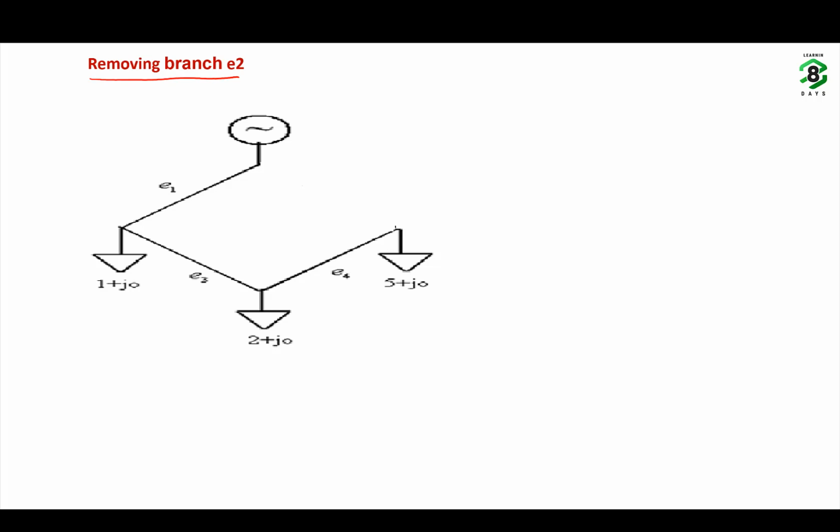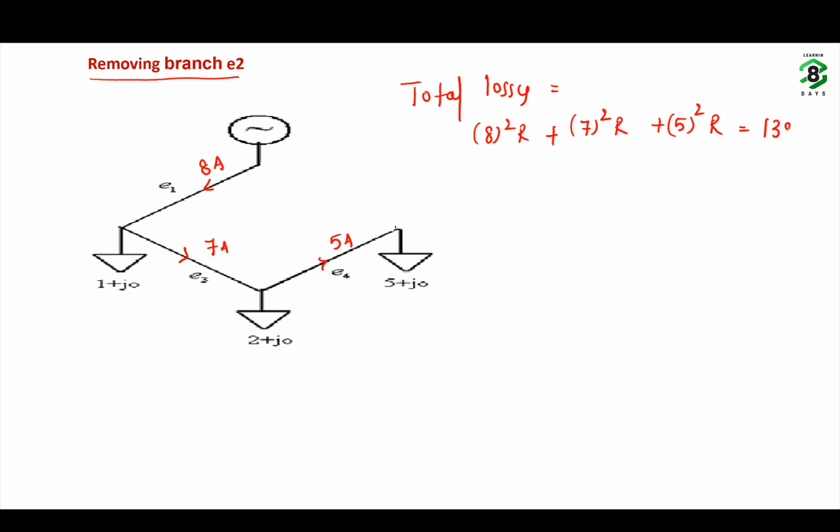Now in this case, let us remove branch E2 and calculate the losses. Again, what is the total load? 8 ampere. So here branch E1 carries 8 per unit, let us call it ampere for our convenience. The second branch will carry how much? 7. The third branch will carry how much? 5. So if you calculate the total losses, it will be 8 square into R plus 7 square into R plus 5 square into R, which is 138 R.